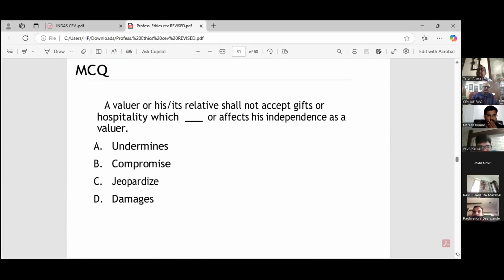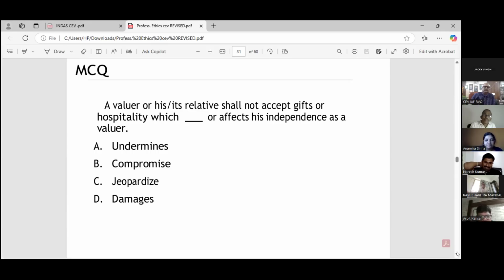A valuer or his relative shall not accept gifts or hospitality which undermines or affects the independence of the valuer. The answer is undermine. By seeing the options, it feels very easy, but it's not easy. All the options seem very reasonable. Undermine.